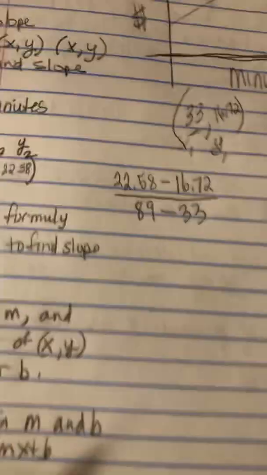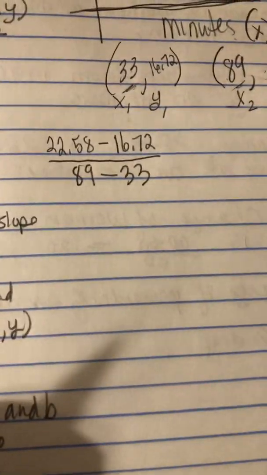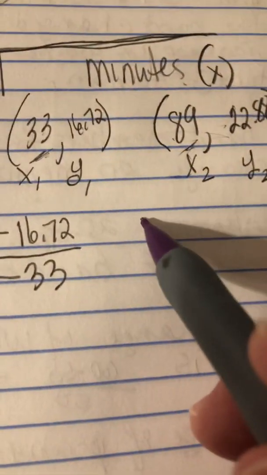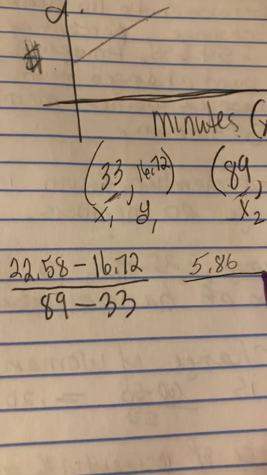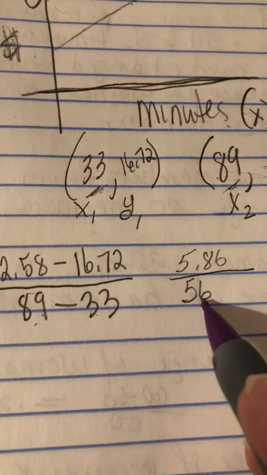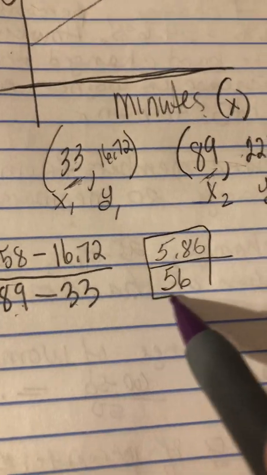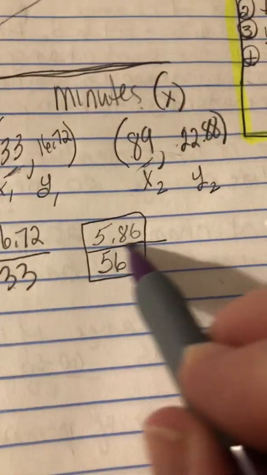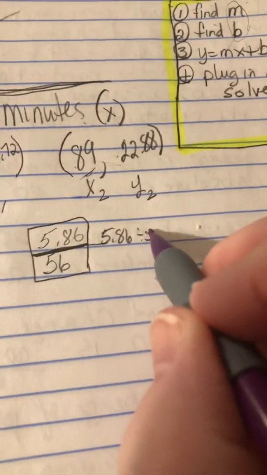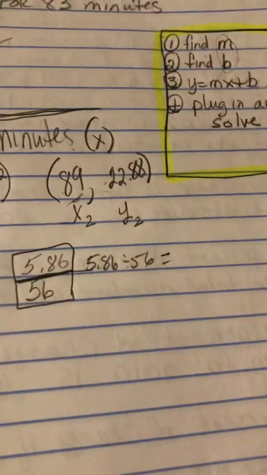Okay, so if we have 22.58 minus 16.72, the top part is 5.86, meaning there was a difference in price of 5.86, and then here, when you subtract, you get 56. So our slope is this, and we can continue on doing the division, because remember, fractions are division. So if you do 5.86 divided by 56, it comes up with this decimal.